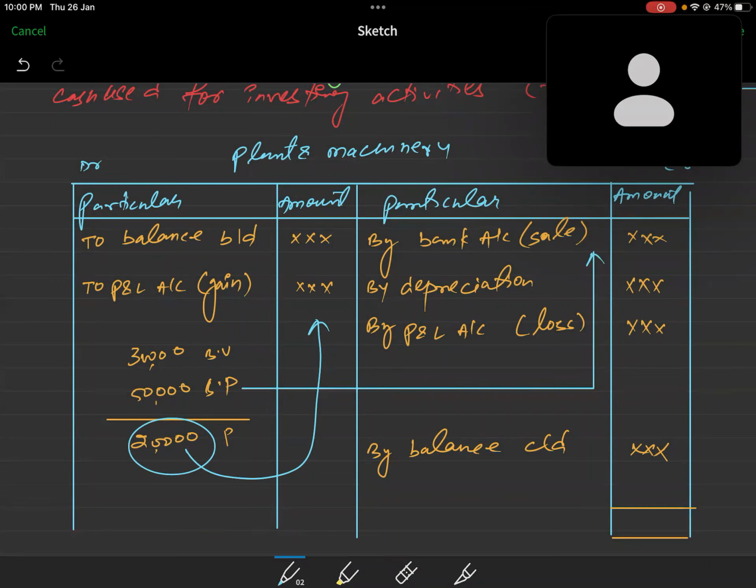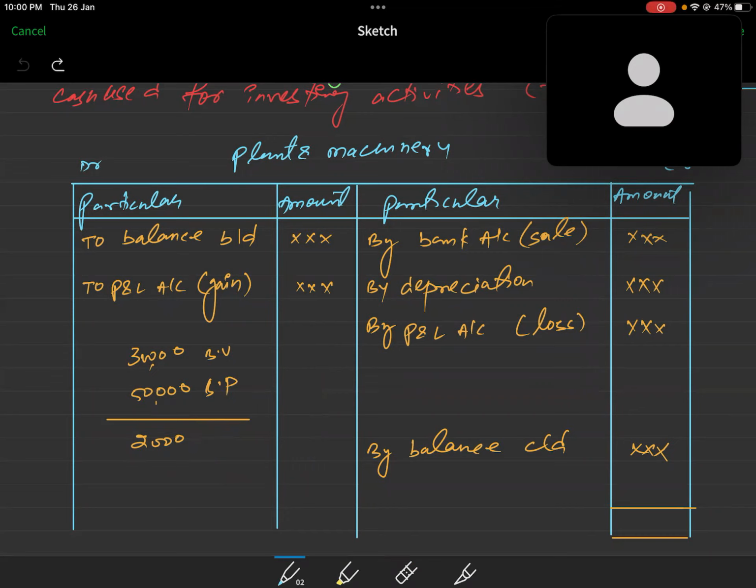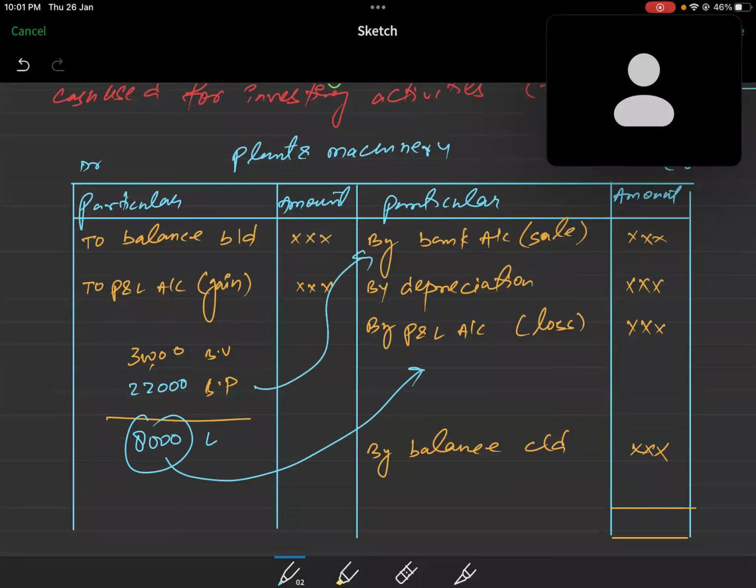That we already discussed. Now, let's suppose a different situation. The book value of plant and machinery is 30,000, but we sold this machine at a price of only 22,000. So tell me whether we have incurred a loss or a profit? Loss. Loss of 8,000, right? Now you have to tell me how this loss will be treated. The loss needs to be shown on the credit side by the name of profit and loss account, and the selling price will be indicated as usual on the credit side by bank account. That is what I was telling you. Got it? Yeah, I got it.